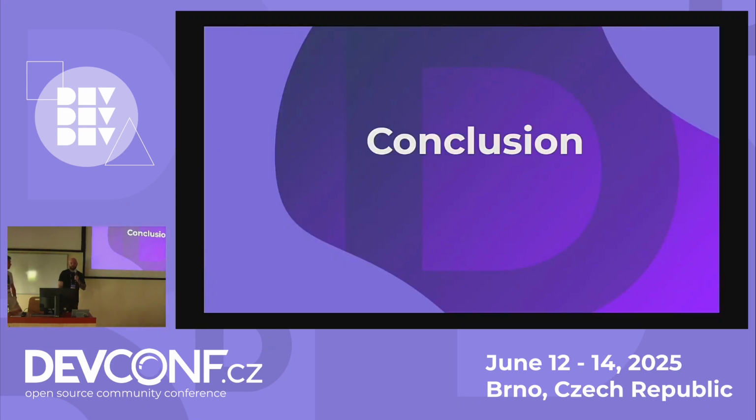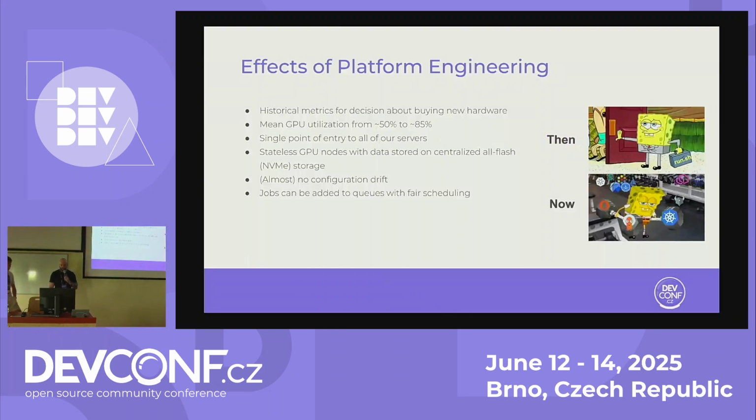So that brings us to the conclusion. What did this implementation, where we went from one spreadsheet and separate Ubuntu servers to one platform, bring us? As I mentioned, we now have historical metrics for decisions about buying new hardware. The GPU utilization went from about 50% to about 85%, and it's increasing. We have a single point of entry to all of our servers, using the queue for the batch jobs and using Coder for the interactive environments.